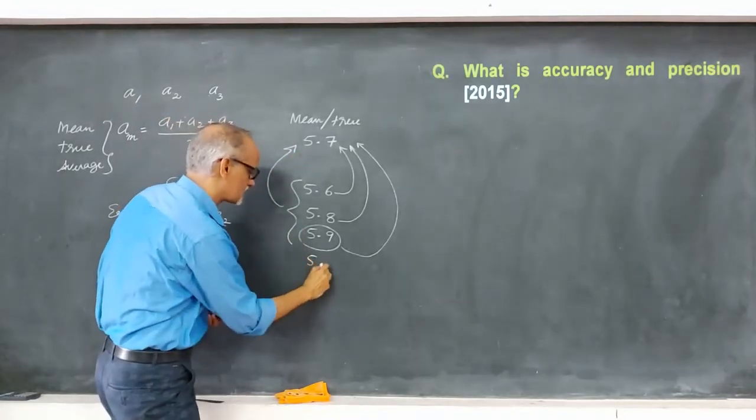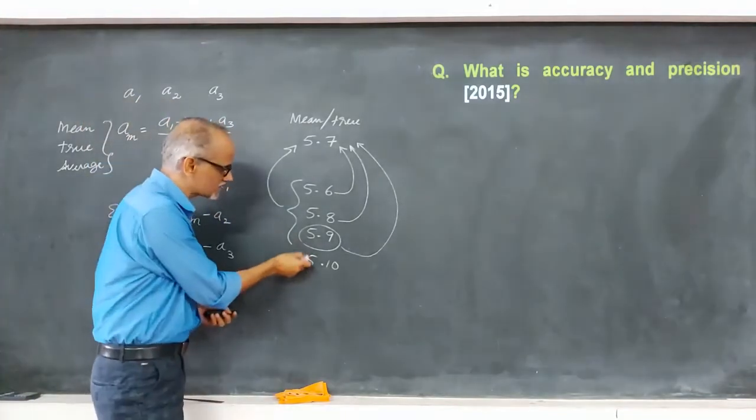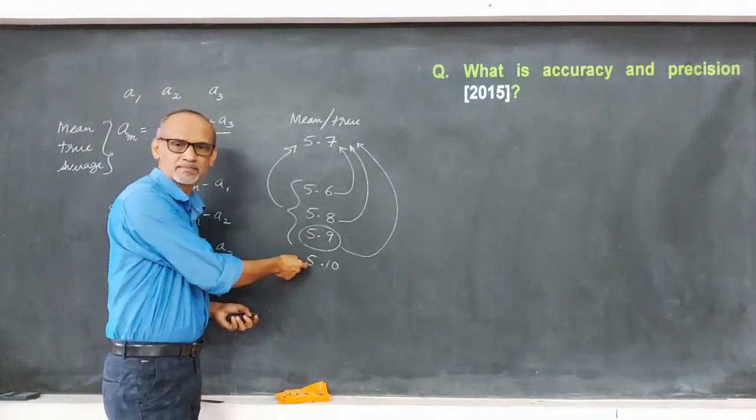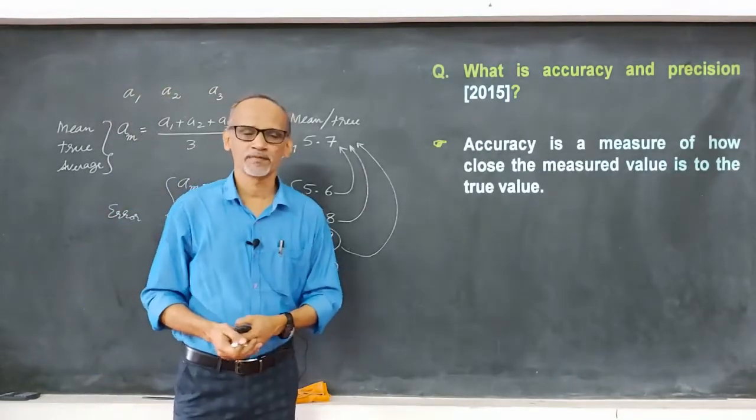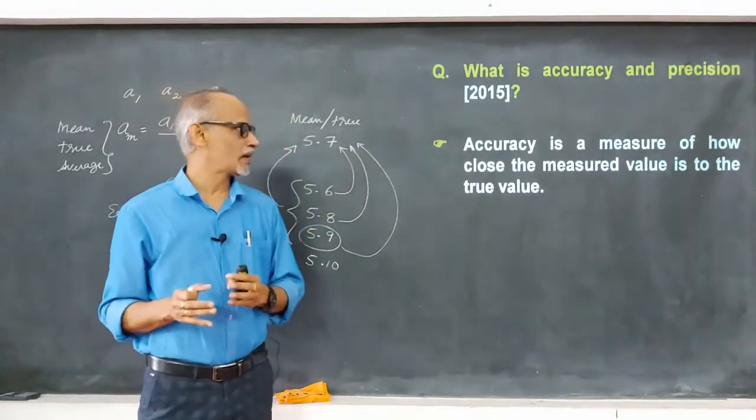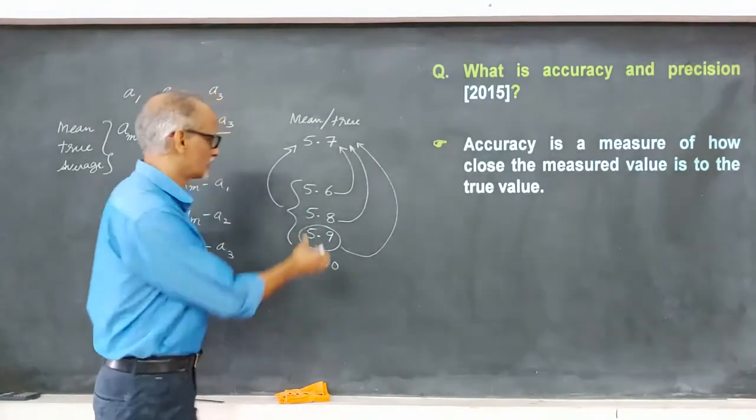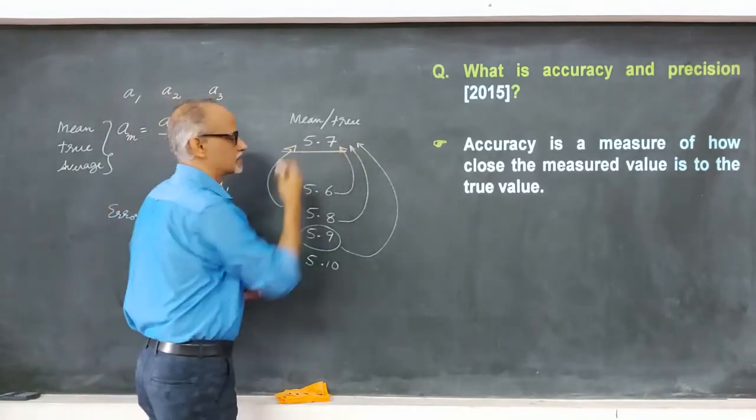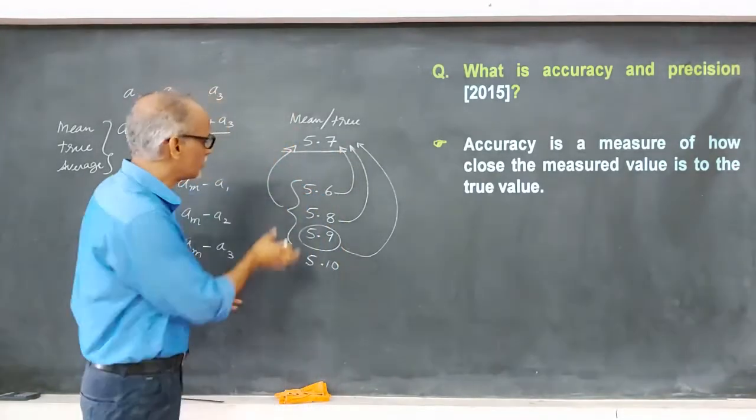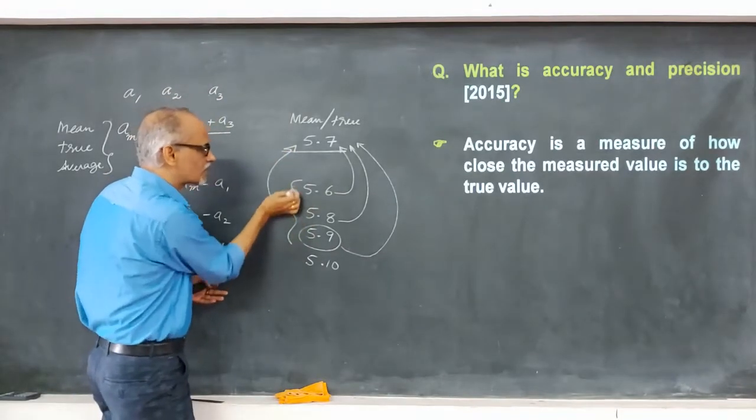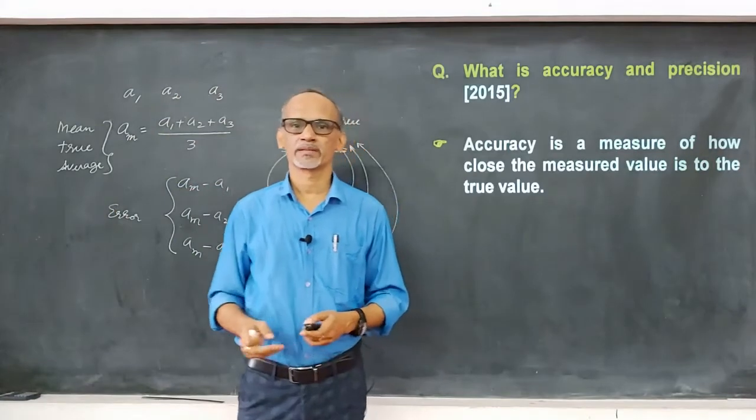If I take the next, 5.10, now out of these, this is more accurate than this. So what is accuracy? Accuracy is a measure of how close the measured value is to the true value. These are measured values, this is the true value. What does true value mean? It is the average, the mean value. And when you compare, whichever is very close is said to be more accurate.